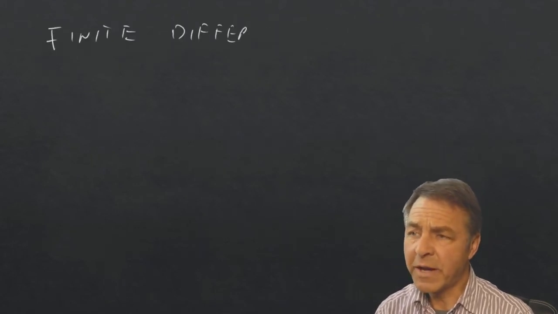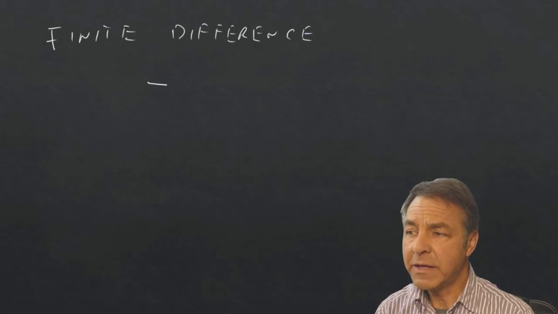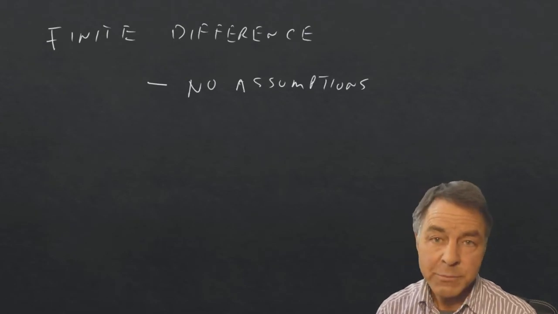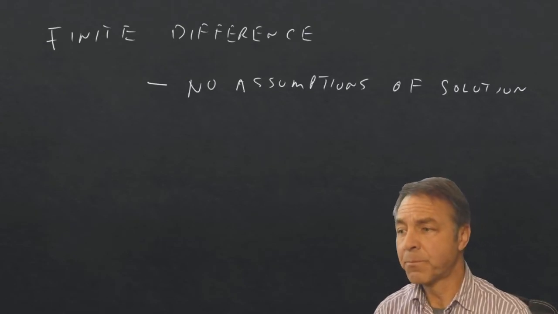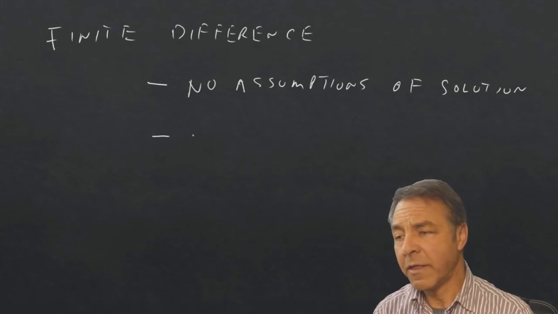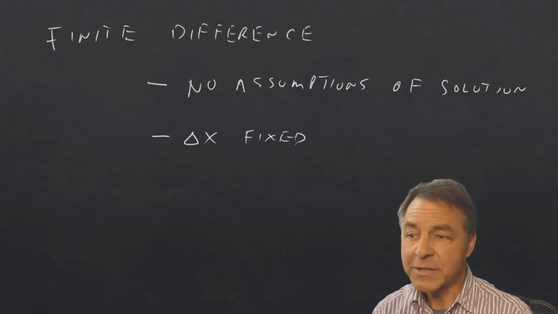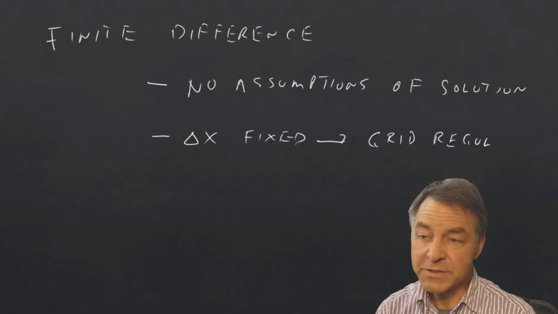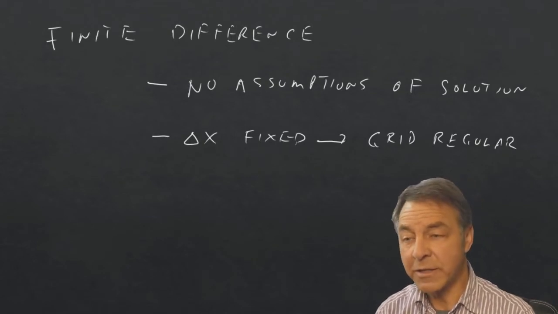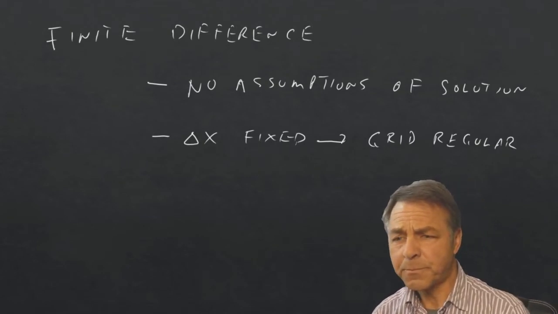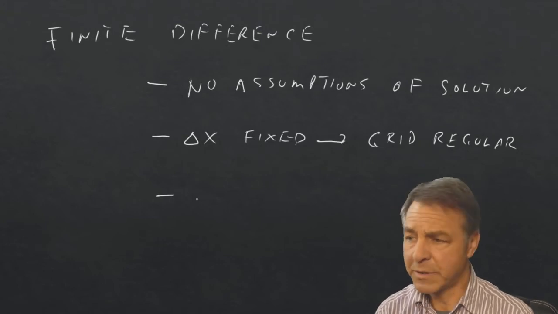So, finite difference. The key is that there are no assumptions of what the solution looks like, that the delta x, or the spacing of the grid, is fixed, that means it's a regular grid. It's very rigid. And that can be a problem in some conditions.